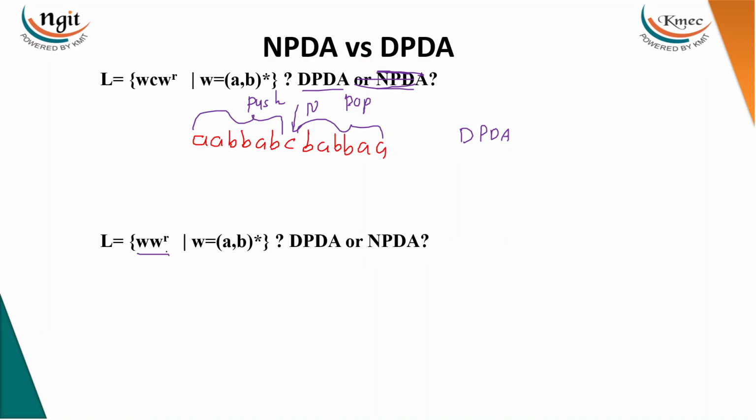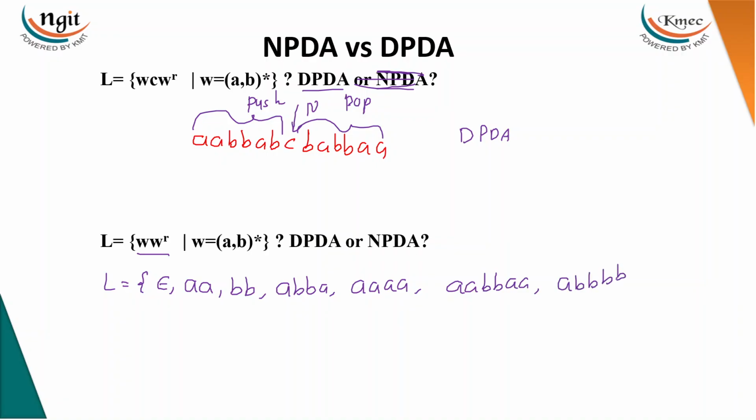But when you take WWR, there is no C inside it. What is the language here? Epsilon, AA, BB, ABBA, or AAAA, or AABBAA, or ABBBBA, and so on. In this case, until which symbol should I push and after which symbol should I pop? This is the middle. But how does the PDA know the middle, because we cannot perform computations, right?